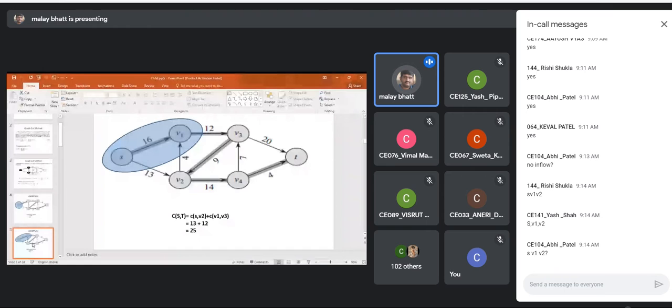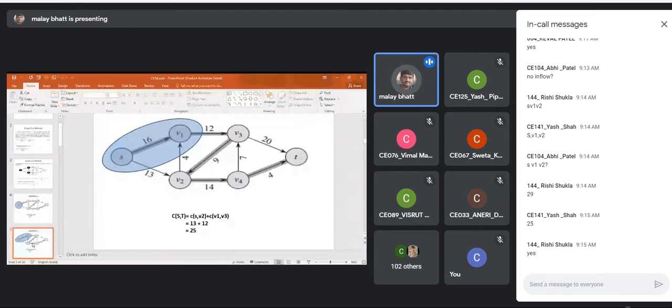Now what is the capacity of this cut? We have to consider the capacity of this cut as the outflow from the group. The outflow from V1 is 12. Another outflow is from S, which is 13. So that is the capacity of this cut. Is it clear? It is just the capacity of this cut: 12 plus 13, that is 25. Is this clear?